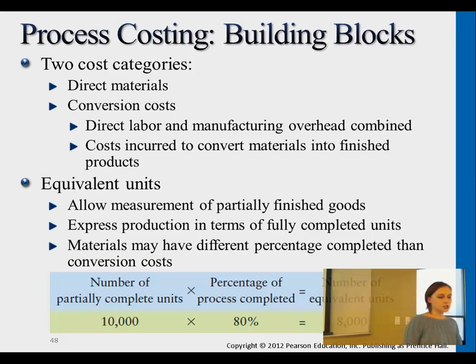Now we have a new term here. We have to understand what an equivalent unit is. We use equivalent units so that we can measure our partially finished goods. We already heard something like that in previous classes. We use equivalent units to measure what is the equivalent, in finished units, of those units that are not finished. Those units are not done. We're just trying to estimate what would be the equivalent of finished.